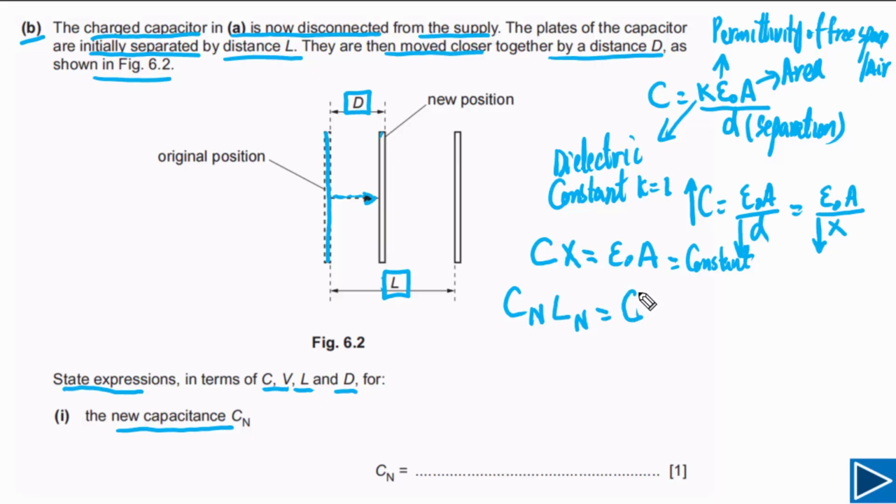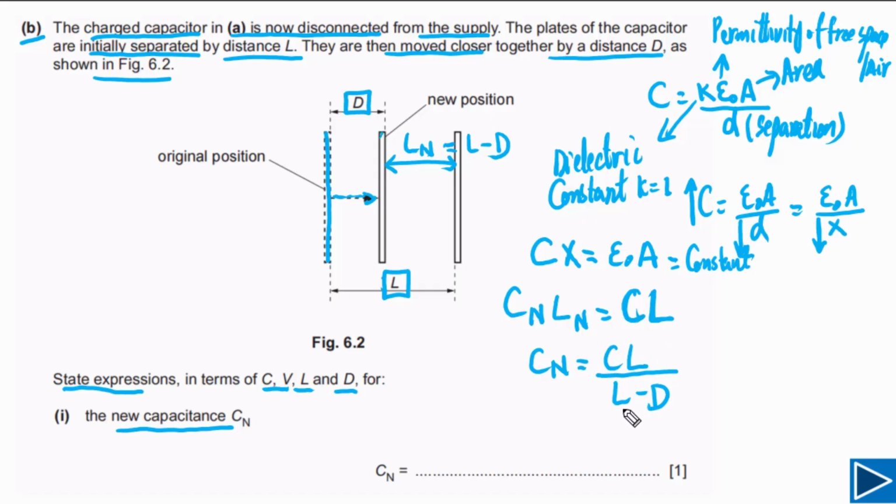has to be equal to the initial capacitance of the capacitor, C, times L. L was the distance between plates initially, as given. We need to find Cn, so we can rearrange. Cn will be equal to CL divided by Ln, the new distance between plates, and Ln is equal to L minus D. So Cn equals CL over L minus D. So this is the new capacitance.